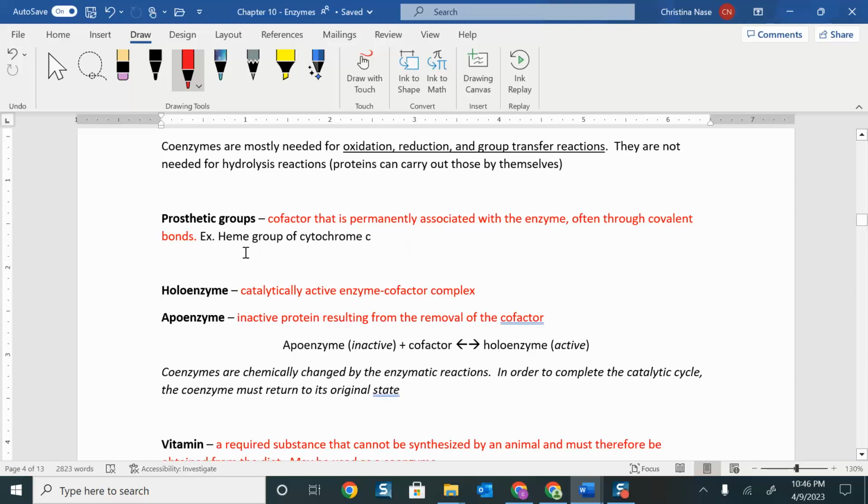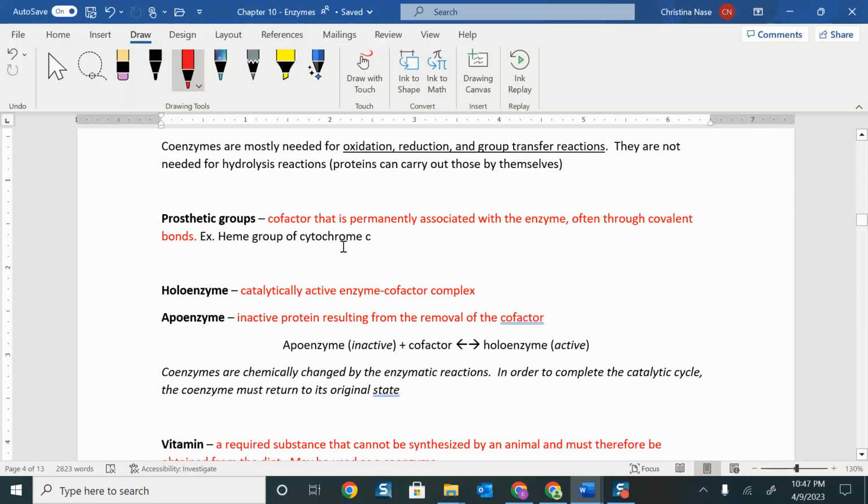So a heme group, and we're going to see that again. We'll look at the heme group that has iron in it, and it's this big, kind of complicated structure. That's going to be needed for cytochrome C, for hemoglobin, myoglobin. They're all going to need that heme group there, if the enzyme cofactor complex is there.